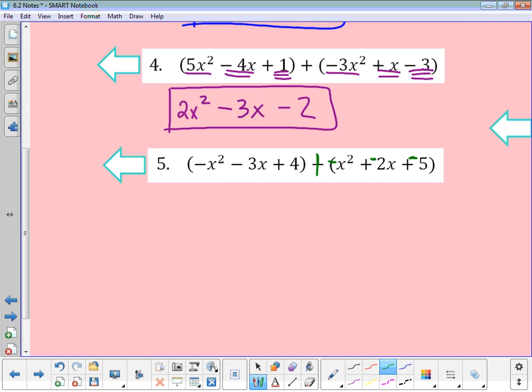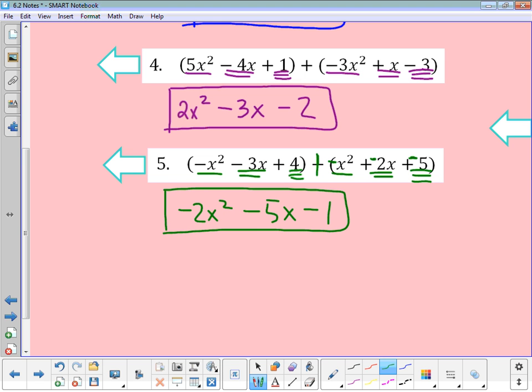Okay, and now I combine my like terms. So I have a negative x squared and another negative x squared. That's negative 2x squared. Then I have negative 3x and negative 2x. That's negative 5x. And I have 4 minus 5, which is negative 1. Negative 2x squared minus 5x minus 1. I want you to pause the video at this time and see if you can work on number 6 on your own.